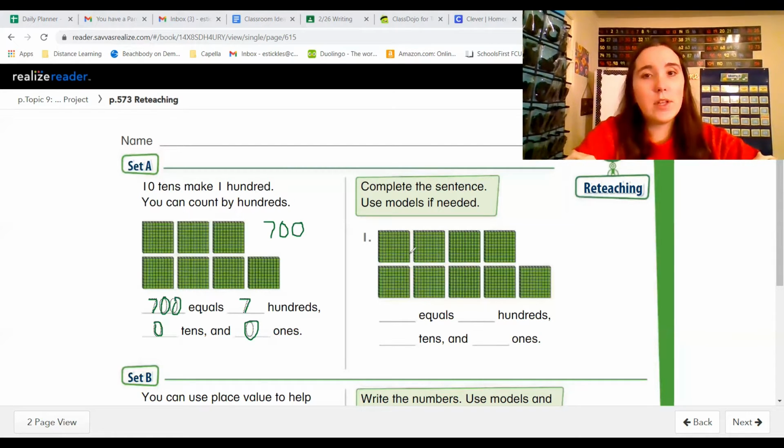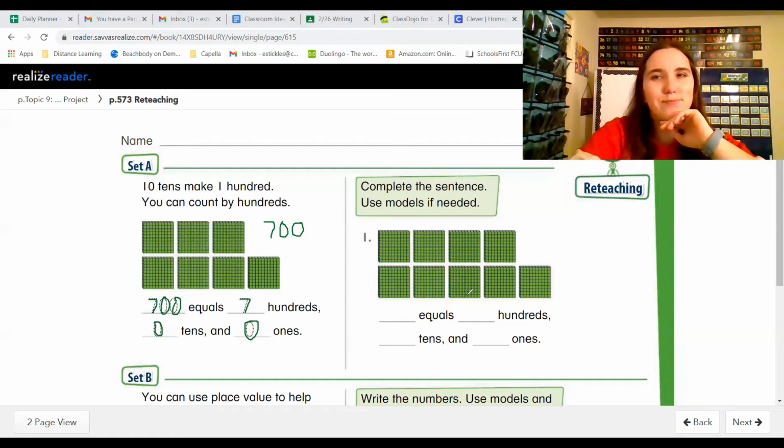Let's try number 1 on the right side. So we're going to complete the sentence just like we did on the left side, but with this problem. So, can you try and fill this in by yourself first? Use the left side as your example, and then come back to me once you think you have all the right things filled in.